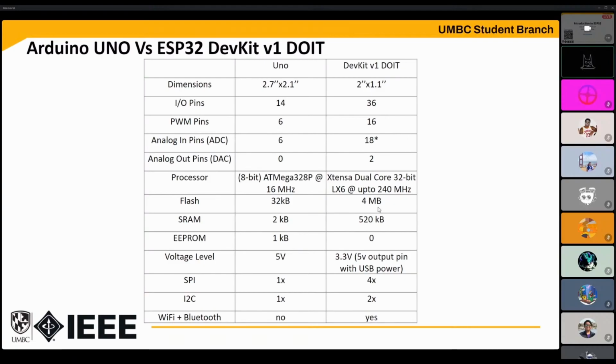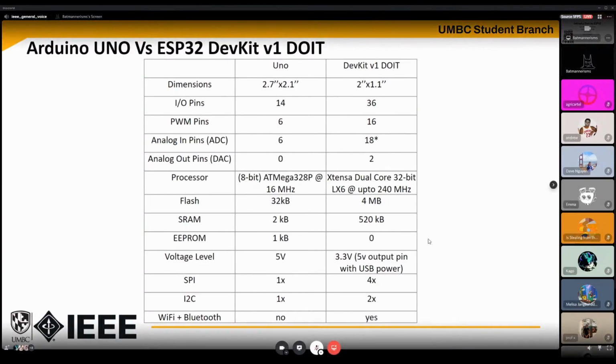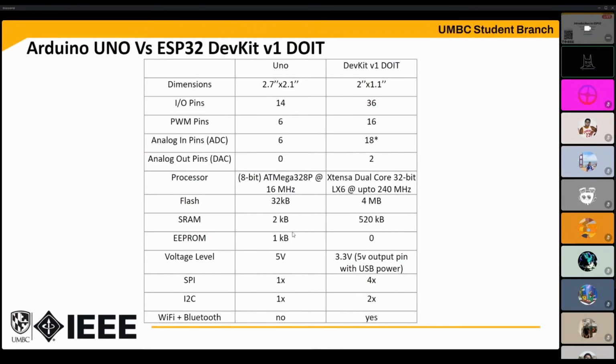In terms of memory, the ESP32 has 4 megabytes of flash versus 32 kilobytes on the Arduino, and 320 kilobytes of SRAM. What it does not have is EEPROM. EEPROM is memory that sticks between reboots. So if you save something to EEPROM, like a variable, next time you reboot the whole microcontroller, you'll still be able to access that variable and the data will be saved. It doesn't have this, but I've never been in a situation where I've needed to use EEPROM memory, so I don't think it's too much of a con.